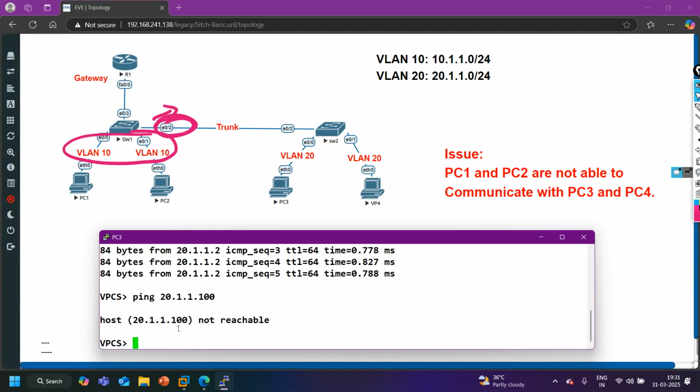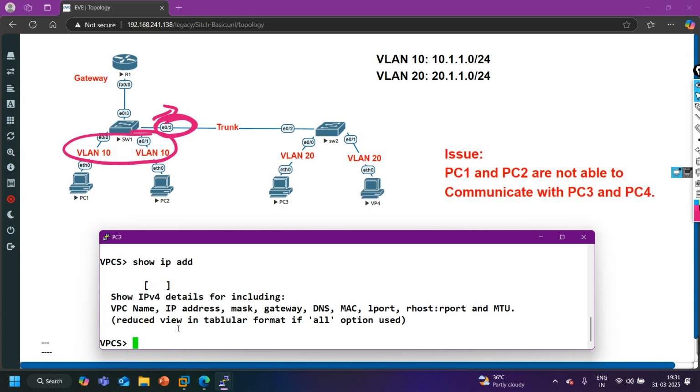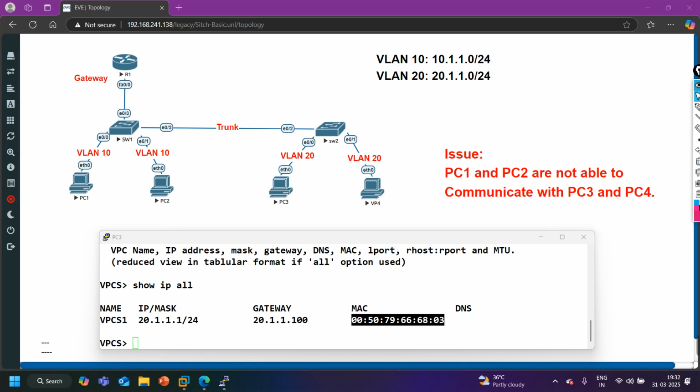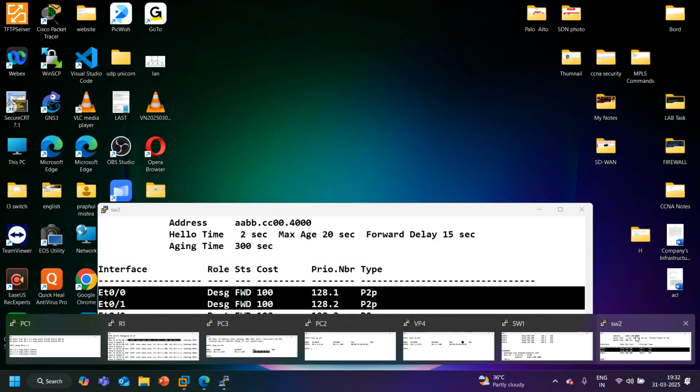So now let's troubleshoot it. So show ip all. And this is the MAC address of this PC, guys, PC3. I am going to verify that when PC3 is pinging the gateway, these switches are learning the MAC addresses or not, right? So let me take you to switch number 2 first.